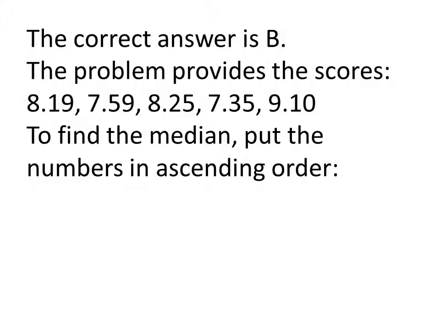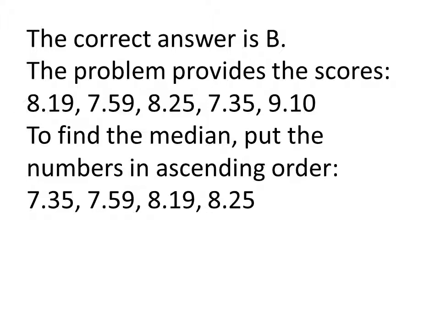To find the median, we need to put the numbers in ascending order. 7.35 is the lowest. The next value is 7.59. After this, we have 8.19. The next highest is 8.25. And the highest number is 9.10.